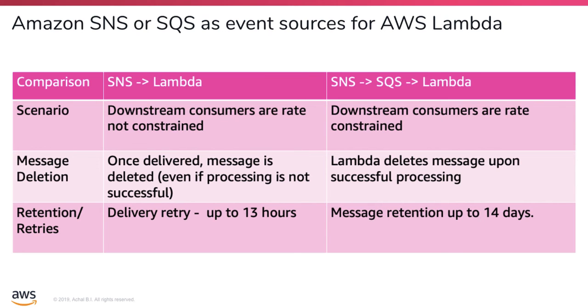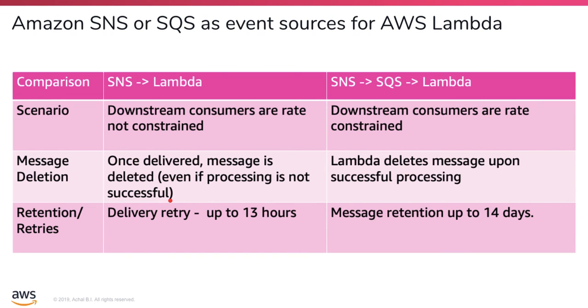So basically, you could see the difference why SNS is not directly communicated with Lambda. One reason is the message retention period is up to 13 hours, and if you use SQS, you would get a longer message retention period.